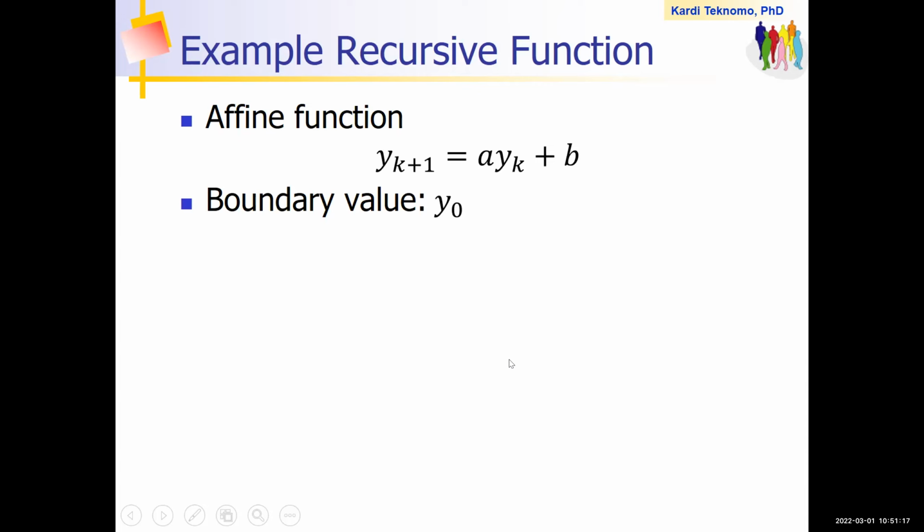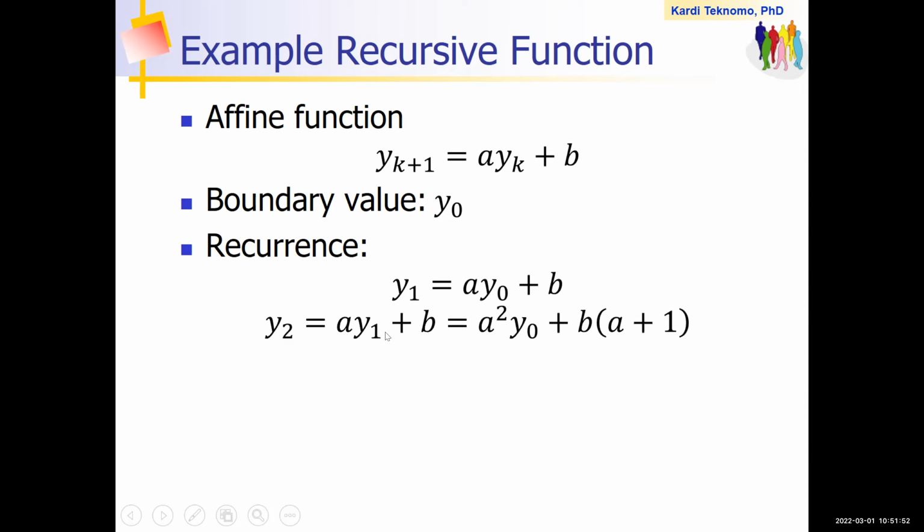So this is another example of a recursive function. Okay, this is called an affine function, where y_{k+1} equals a times y_k plus b. So it's up to you to insert the value of a and b. Okay, then you will have a boundary condition of y0. So using this affine function, you can compute, for example, y1 is a times y0 plus b, y2 is equal to a times y1 plus b, right?